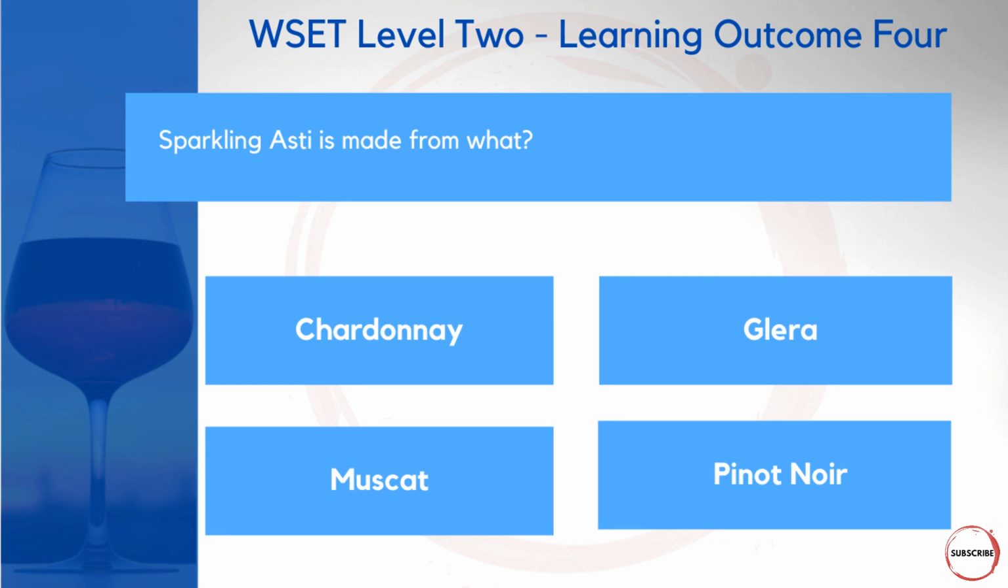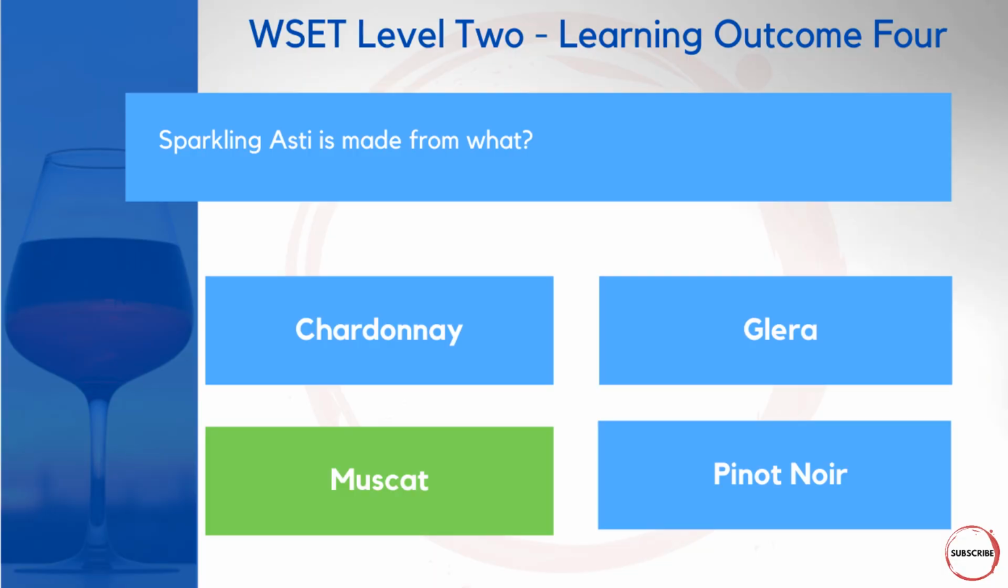And then finally, another question along similar lines, just to get you used to this style of question. So sparkling Asti is made from what? Is it Chardonnay, Glera, Muscat or Pinot Noir? And the way to approach this question of course is to use your powers of deduction. We've already had a question about champagne, we've already had a question about Prosecco, and we've covered off some of the grapes that you would see there. So in the case of this question there really is only one correct answer left, and that is of course Muscat, also known sometimes as Moscato.